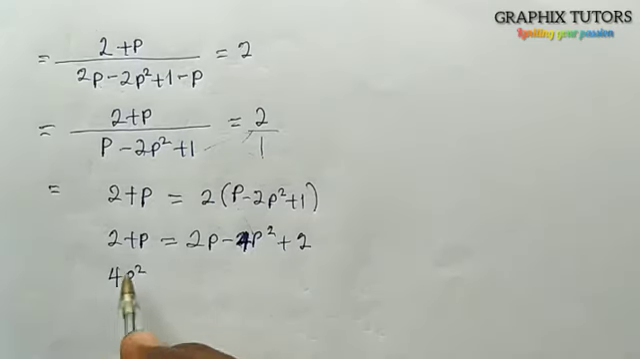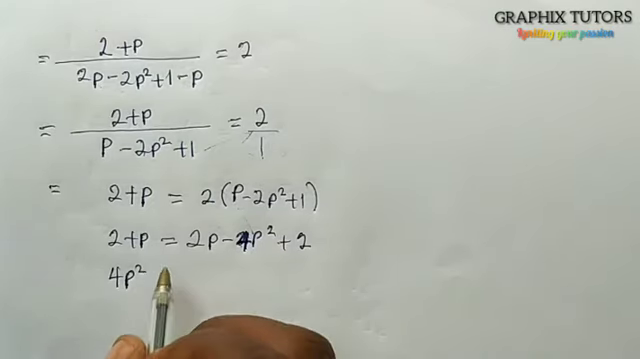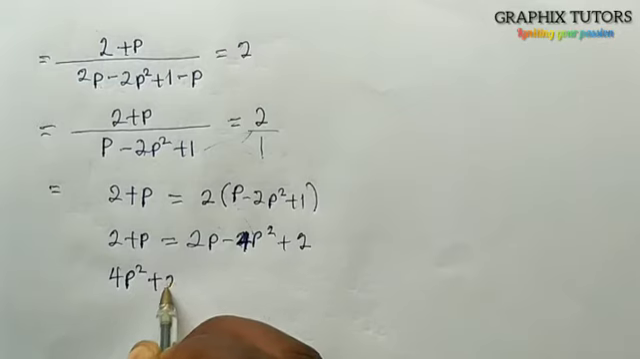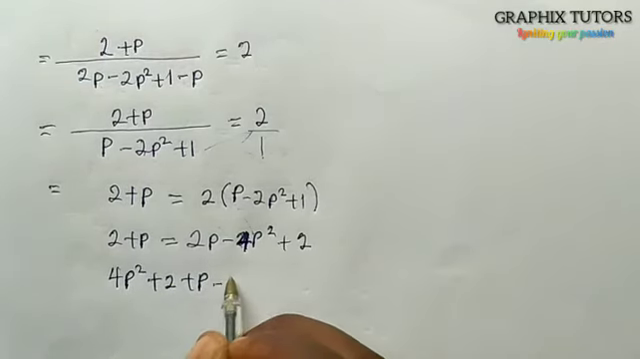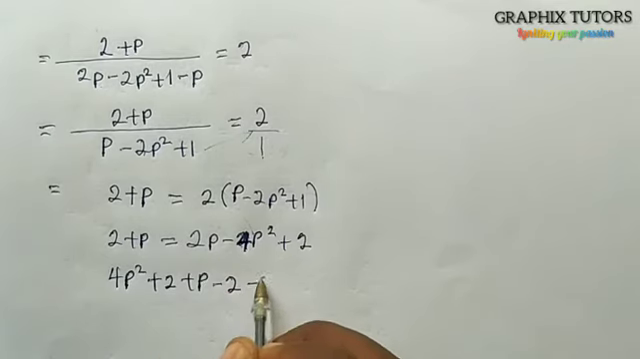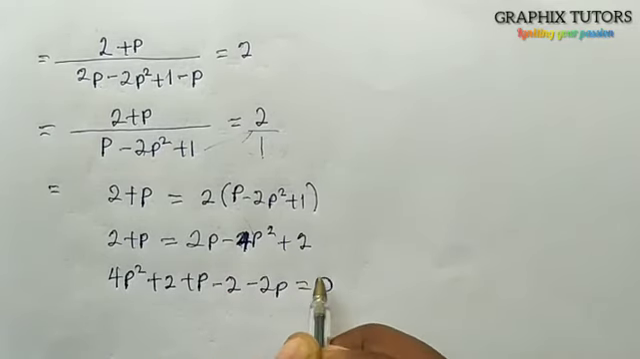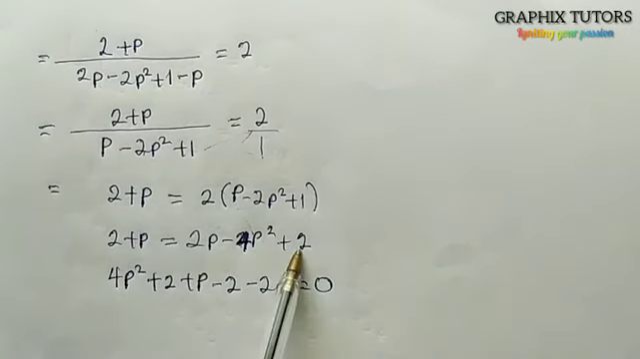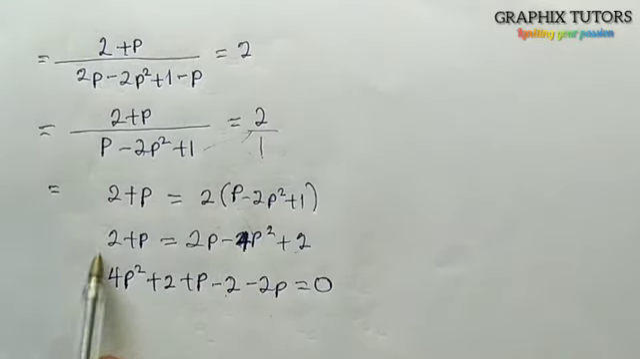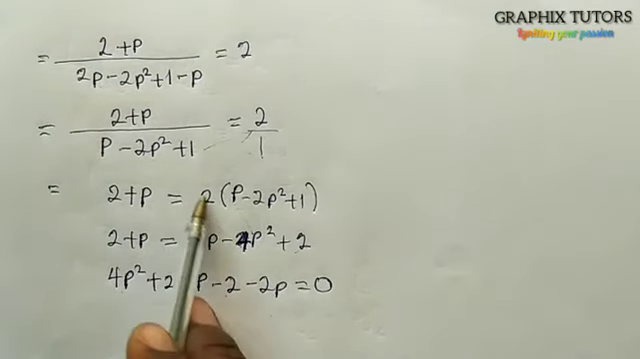Then I'm taking everything here now, then plus 2 plus p, they're there. Then when this comes, it gives me minus 2, we'll have minus 2p equals to 0. I took everything here to this side, that's why they're having negative. If plus 2 comes here, it becomes minus 2. If minus 4p square is coming here, it becomes 4p square. If 2p is coming, it becomes minus 2p.